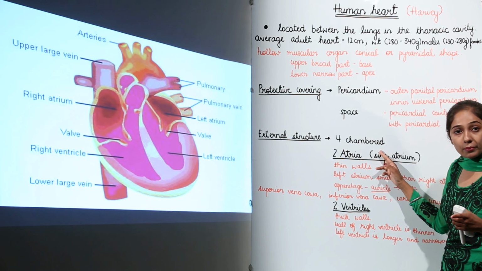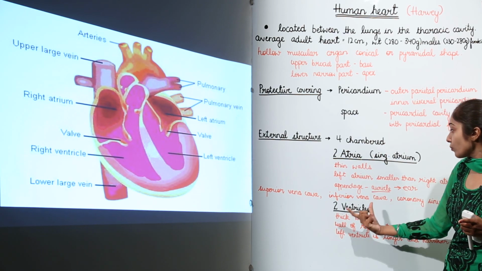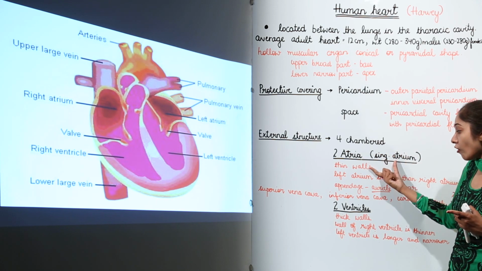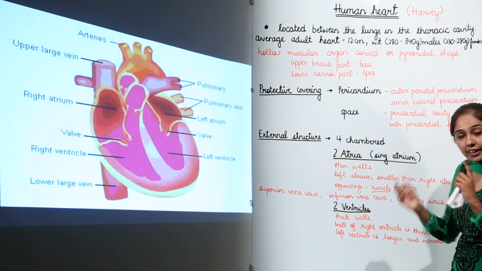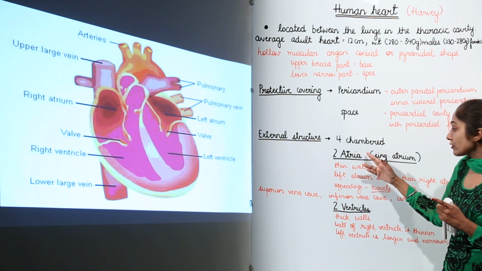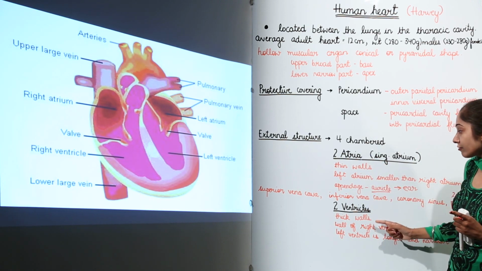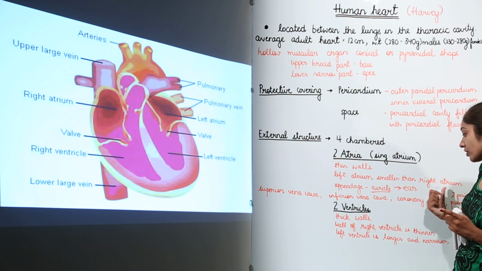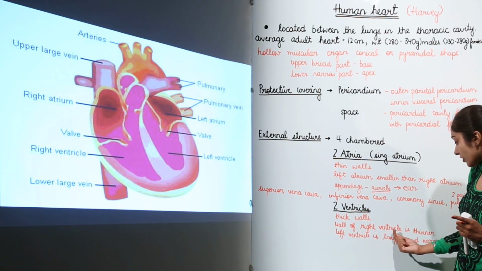The heart is 4-chambered, meaning we have 2 atria and 2 ventricles. The singular is atrium. The atria have thin walls while the ventricles have thick walls. Here you can make out the difference also. Atria have thin walls and the ventricles have thick walls. The left atrium is smaller than the right atrium, and the wall of the right ventricle is thinner.